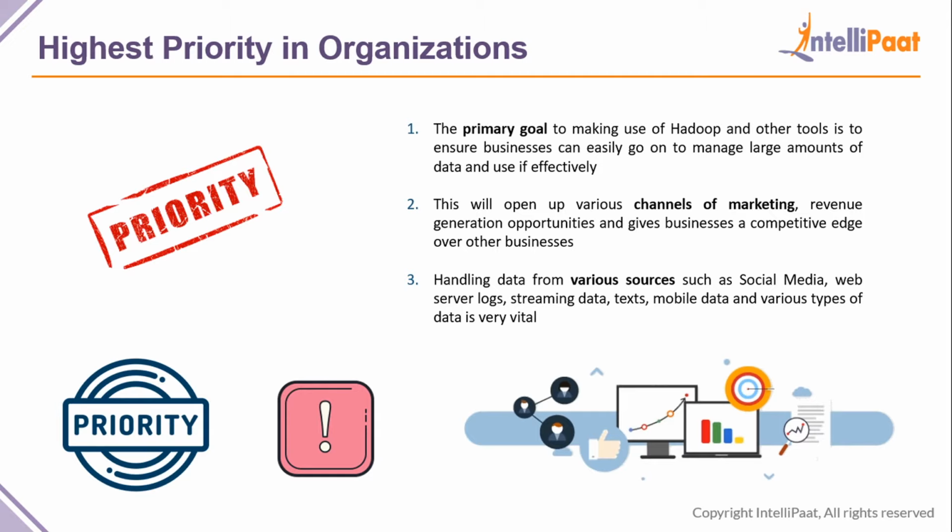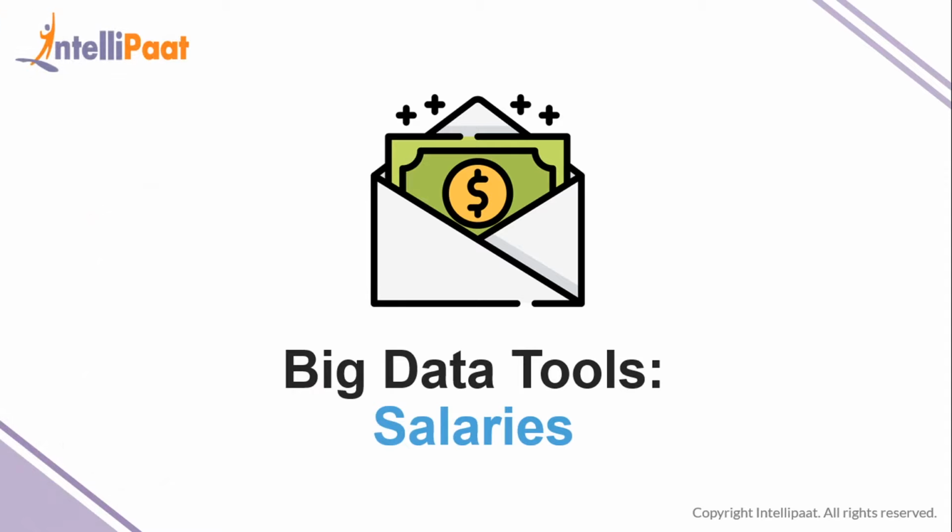And it is very important to understand that data comes from various sources, right? It might be social media, web server logs, streaming data, text data, mobile call data, mobile photo data, various types of data, guys. So handling each and every one of these is a priority. Companies have to understand and target what data needs to be sorted when and worked on how. So considering all of this is the highest priority in organizations, and they have a huge requirement for big data developers, guys. Let me now talk about the most exciting thing, the thing that you guys might be waiting for. It's the big data tool-wise salaries, guys.